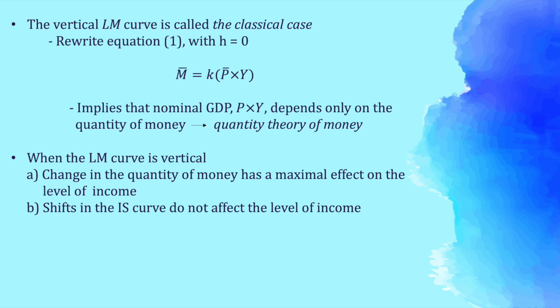We rewrite the previous equation, but with h equals 0, the equation becomes like this. This implies that nominal GDP, which is P times Y, depends on the quantity of money. This is called the quantity theory of money. When the LM curve is vertical, a change in the quantity of money has a maximal effect on the level of income. Shifts in the IS curve do not affect the level of income.